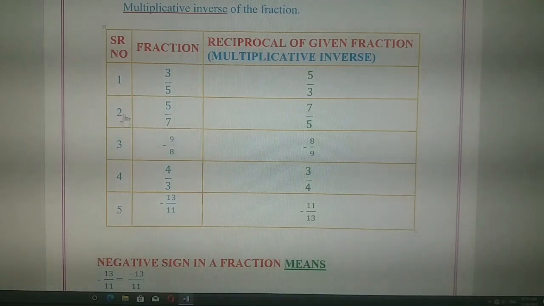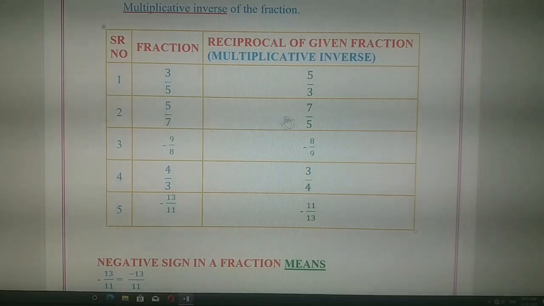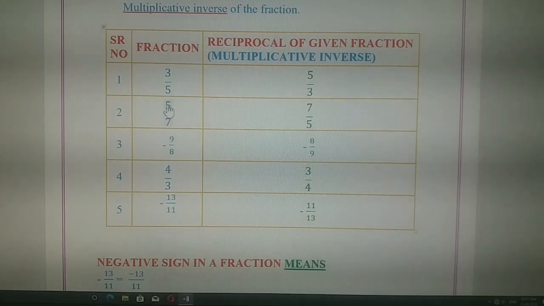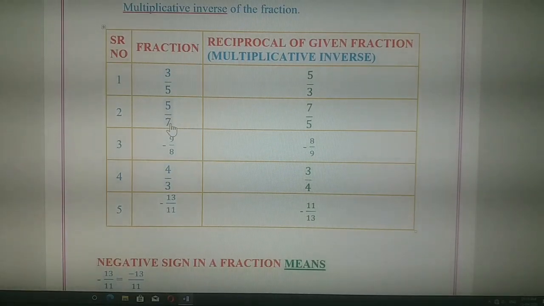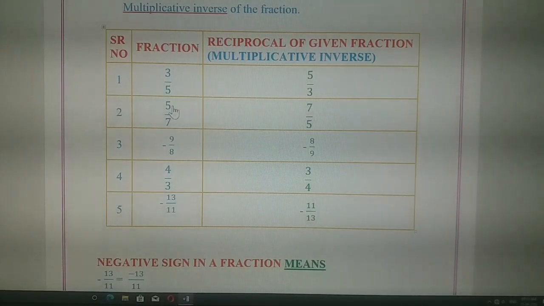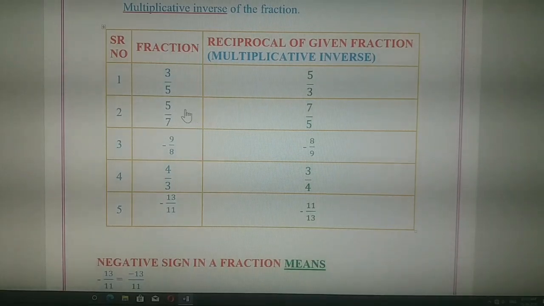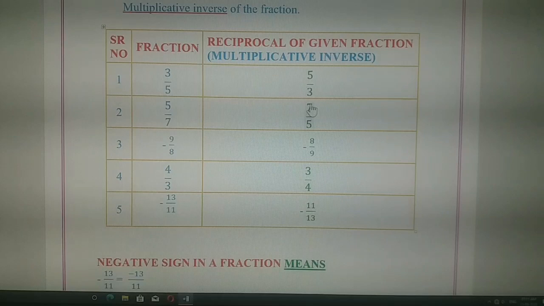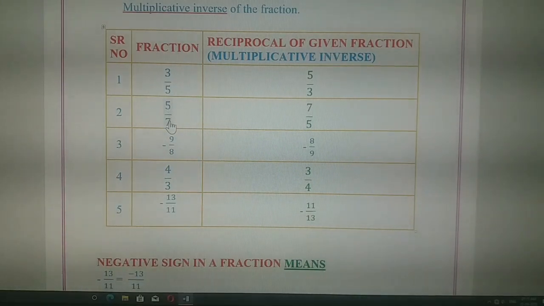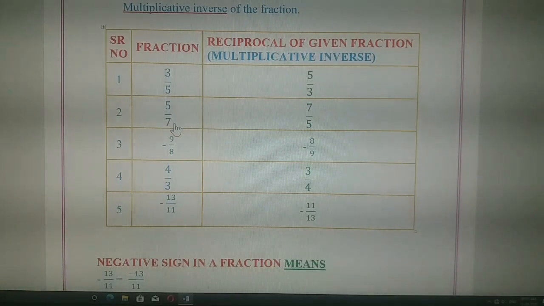The second example, 5 upon 7. Its reciprocal will be 7 upon 5. The numerator 5 will go in the denominator and the denominator 7 will go in the numerator. So to find out the reciprocal of the given fraction 5 upon 7, we just have to interchange the numerator denominator. So 5 upon 7 will become 7 upon 5. 7 upon 5 is known as the reciprocal of 5 upon 7. 7 upon 5 is also known as the multiplicative inverse of 5 upon 7.